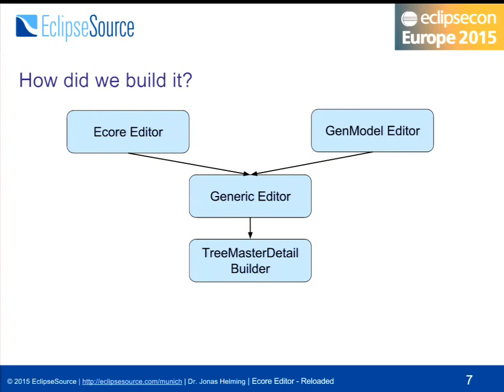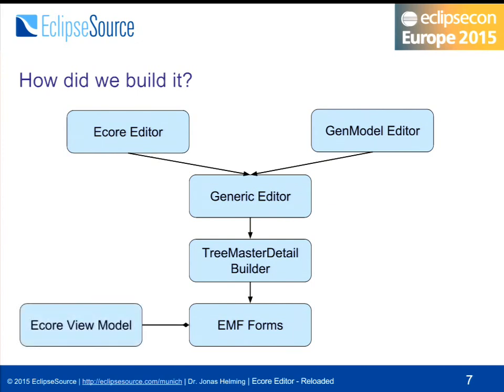And now finally, within the tree master detail view, on the right side we see the properties, and that's rendered by EMF Forms then. So we just call the framework to produce the forms. To make that happen, and to allow customizations, we need to provide 2 things to EMF Forms. One is a view model, that's the description of the UI. So this artifact, for example, describes the order in which the attributes should be displayed and how they should be grouped.